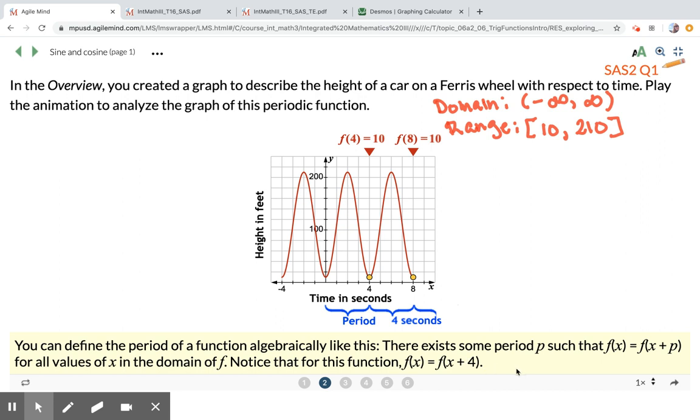Got that down with the period? It's a cool trick. So you can actually put your period right there inside of your function. f of x equals f of x plus p, p being your period. It's a more proper way of writing it.